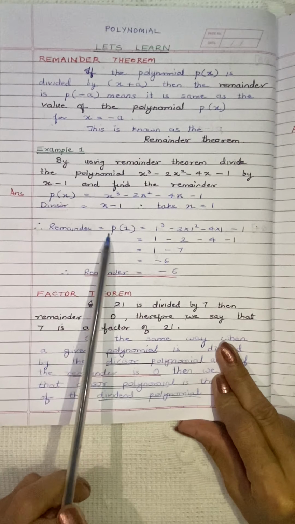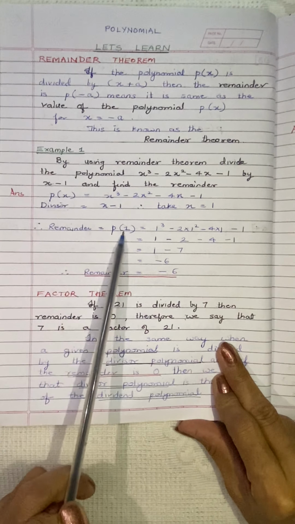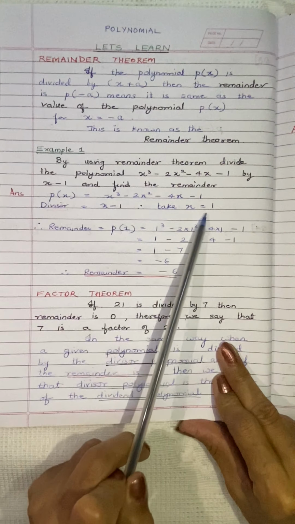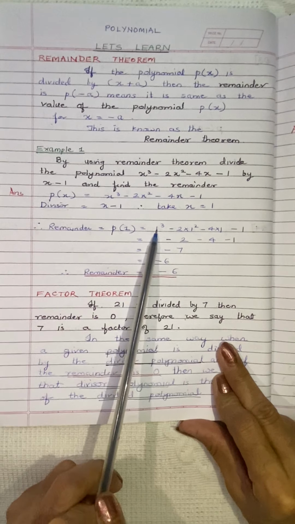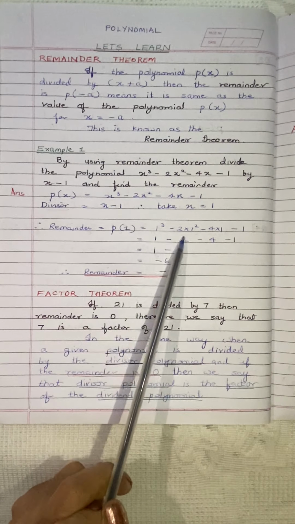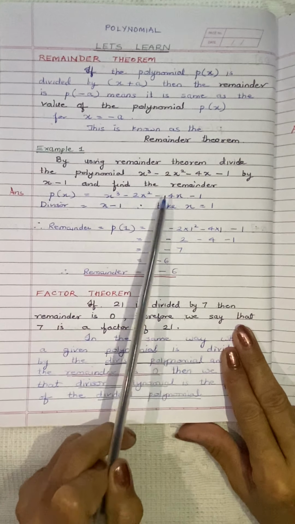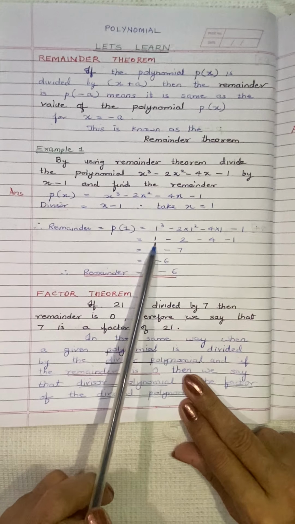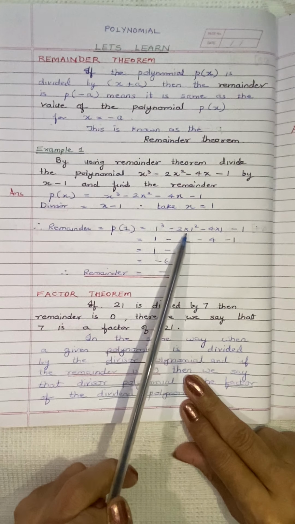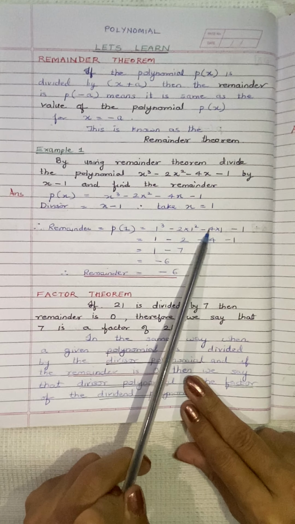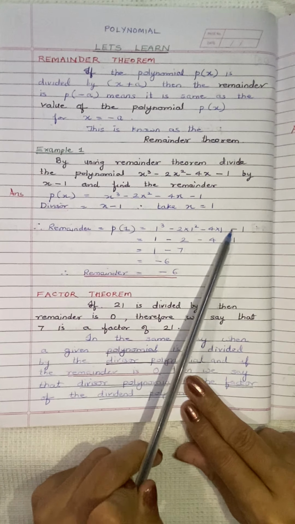Therefore the remainder: p(x) we will change to p(1) and replace the x's by 1, where x is equal to 1. So here it will be 1 cube minus 2 into 1 square minus 4 into 1 minus 1. 1 raised to 3 is always 1, then minus, 1 square is 1, so 2 into 1 is minus 2, and 4 into 1 is 4, and minus 1.